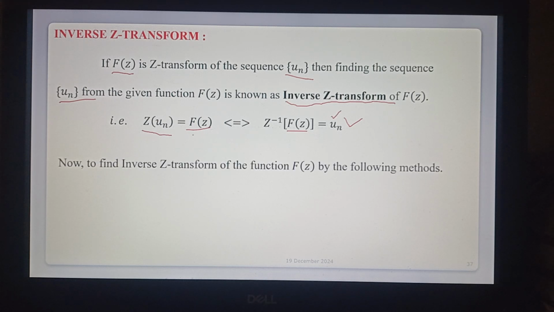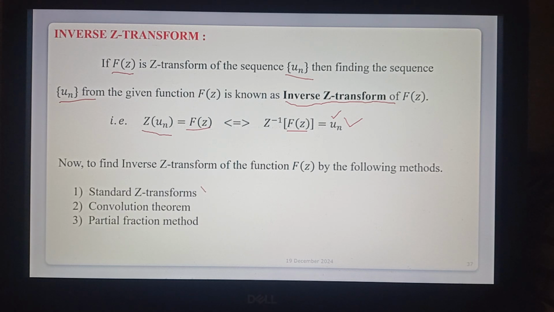Three methods are given. The first one is standard Z transform, the second one is convolution theorem, and the third one is partial fraction method. Of these three, the two important methods are convolution theorem and partial fraction method. Standard Z transform means we already found the Z transform, take the reverse procedure, and directly find the inverse Z transform. So this is the definition and methods.